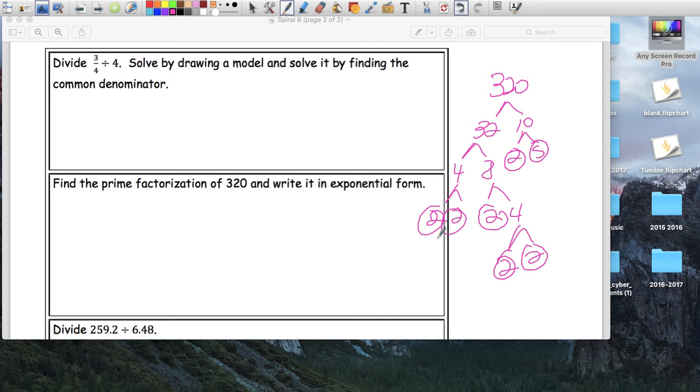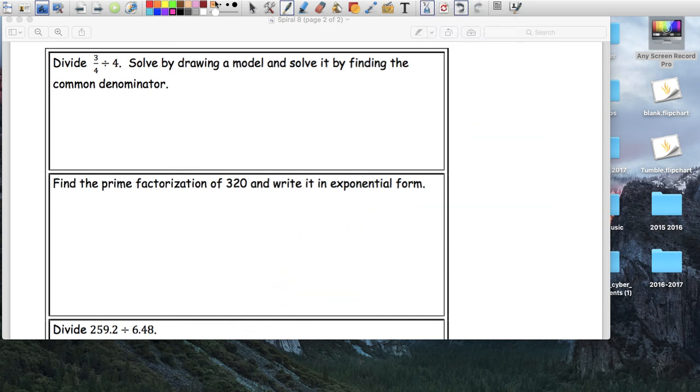So 320 is going to be 1, 2, 3, 4, 5, 6. So it's 2 times 2 times 2 times 2 times 2 times 2, 6 times, that 5. Or in exponential form, 2 to the 6 times 5. Okay, clear.